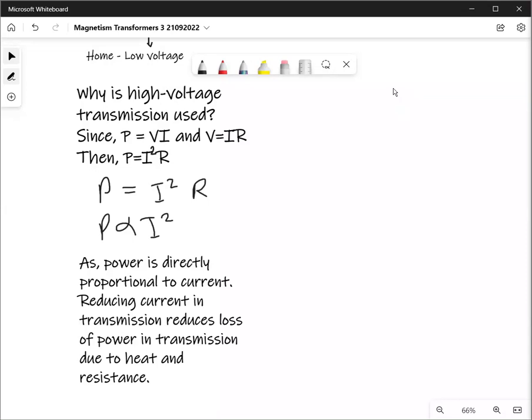Hello, sir. Can you hear me? Yes, I can hear you. Sorry to interrupt, but my network is really glitchy right now, so I could not hear you. What are we doing? We are doing transformers 3. Now we're looking at what is the benefit of using high voltage transmission. So write everything that you see on the board right now in your notebook.